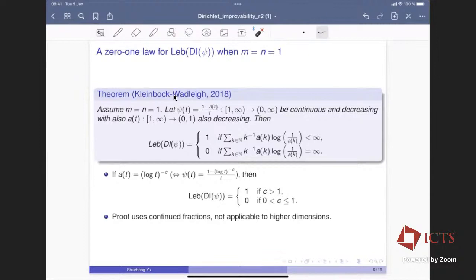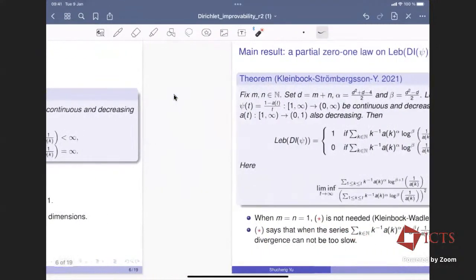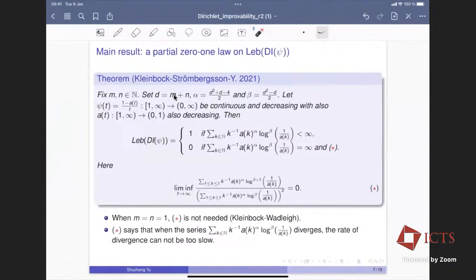The result that I want to present today is a higher dimensional analog of this theorem, but we prove a weaker theorem. It's not a perfect zero-one law, but we proved a partial zero-one law. So now we're back to general dimensions, and I will fix m and n to be two positive integers, and set d equals m plus n, and alpha and beta are two quadratic functions in this number d. So alpha equals (d squared plus d minus 4) over 2, and beta equals (d squared minus d) over 2. Again, we take our approximating function to be of this form, 1 minus a(t) over t, continuous and decreasing, and again this a(t) function is assumed to be decreasing.